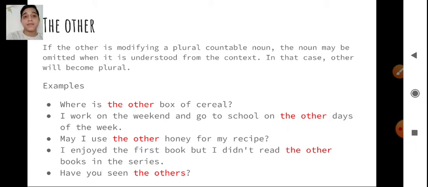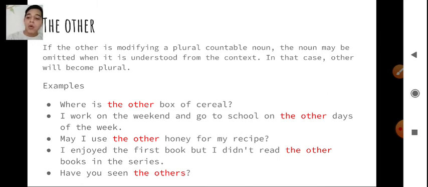Okay, guys? Third example. May I use the other honey for my recipe? Yes or no? Fourth example. I enjoyed the first book, but I didn't read the other books in the series. And finally, have you seen the others? Okay, so we use the others at the end of the sentence, like in the last example.